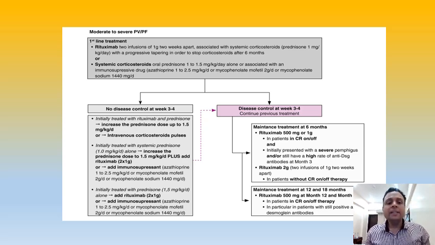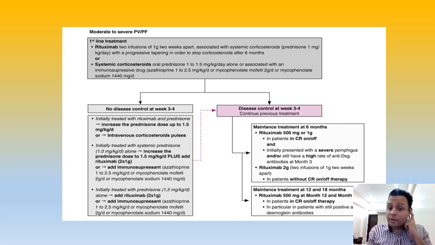Then with a progressive tapering, plan to stop corticosteroid after 6 months. Systemic corticosteroids, oral prednisolone 1 to 1.5 milligram. If you are not giving with rituximab, you have to use a minimum of 1 to 1.5 milligram per kg body weight. When you are using steroid, you can use it even with azathioprine or other immunosuppressant.